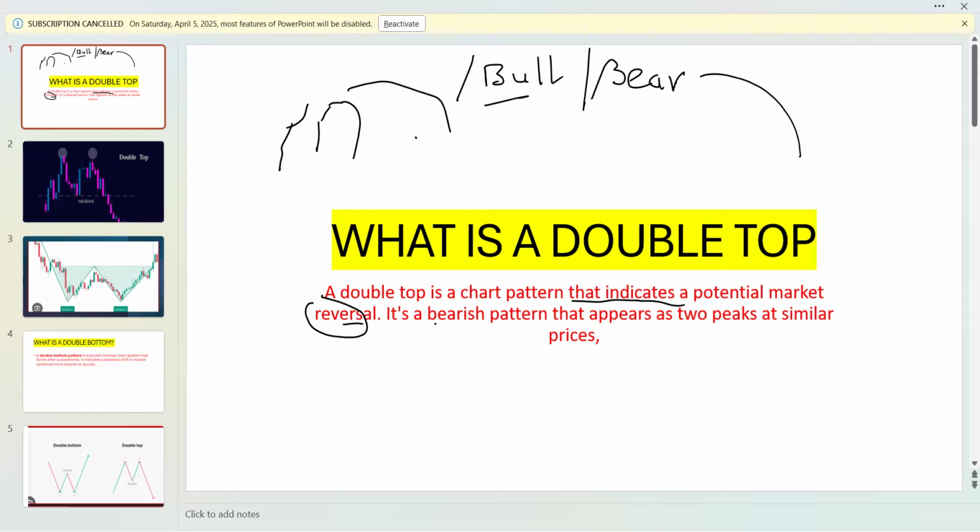So it's a bearish pattern that appears as two peaks. We call that a two-peak top. See, two peaks at a similar price, so that means they stay at the same price. For instance, this price is at $10. It creates these two peaks at $10, and then it goes back down, as we call a reversal. So that's the way it looks in short.